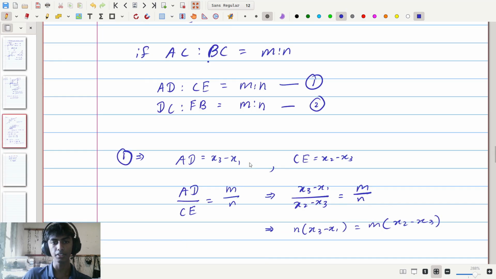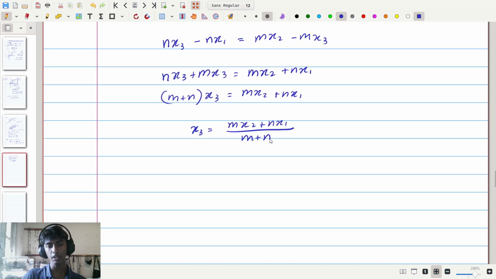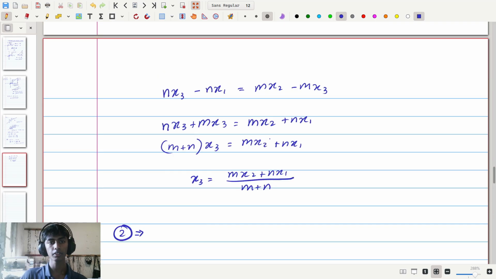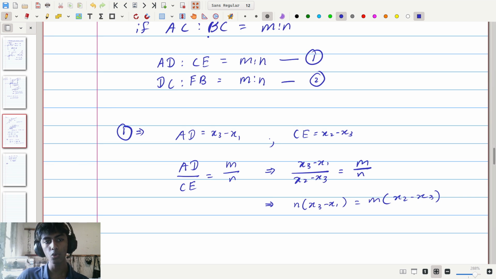By a similar method, if we take equation 2 and we do the same thing, the two lengths that we are interested in for 2 are DC and EB.